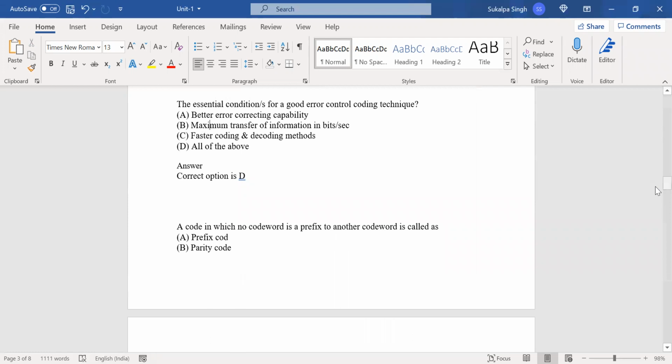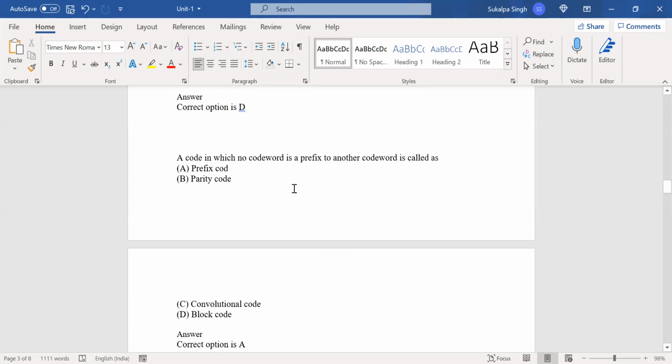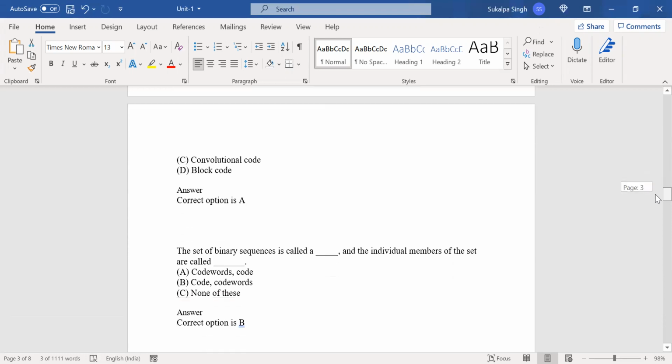Dash, a code in which no code word is a prefix of another code. This is a very basic question. Whenever you read the second topic in the first unit, you will find this question. So it is very easy to say, the answer will be prefix code. Okay, it was an asked question, I remember well.